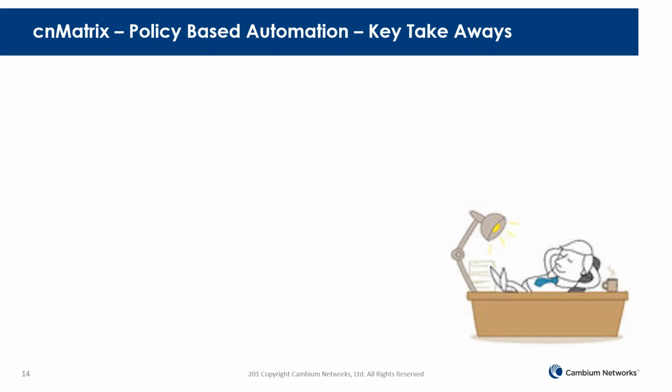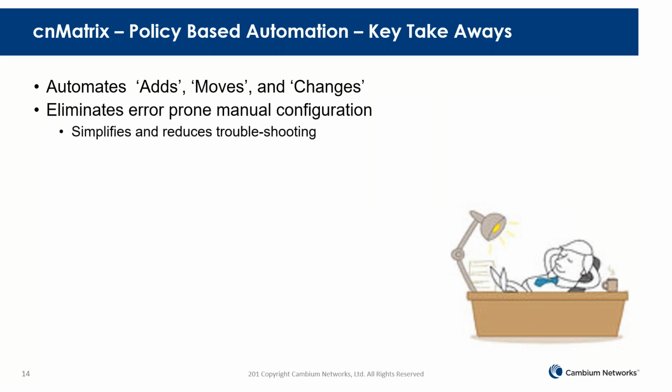So here's a summary on the policy-based automation feature. It automates the adds, moves, and changes for you. This bullet, maybe the single most important bullet, it eliminates the error-prone and time-consuming manual configuration. So it simplifies and reduces troubleshooting. There's a statistic out there in the industry, I'm not sure I believe it's this high, but they say 80% of network problems are due to misconfigurations. It's so easy to do.